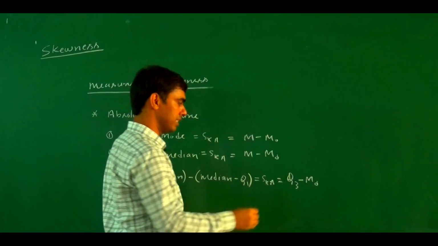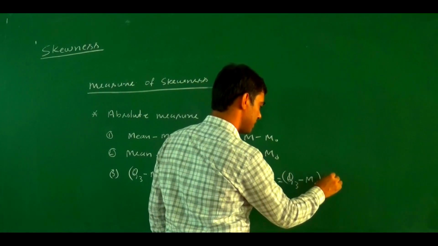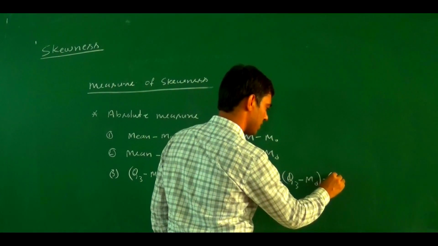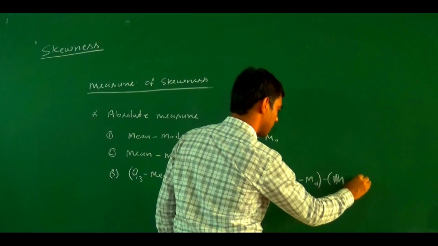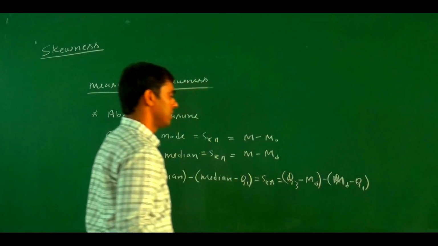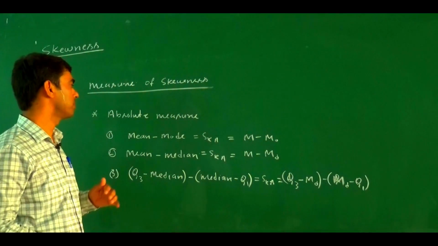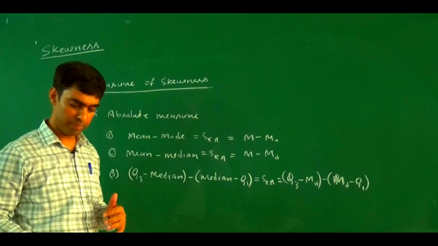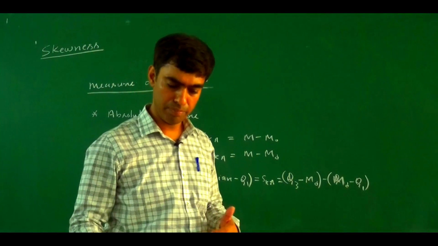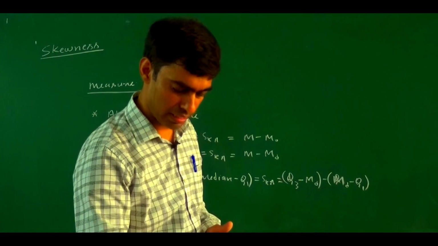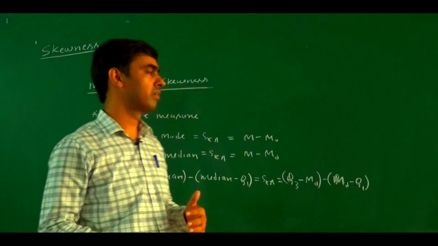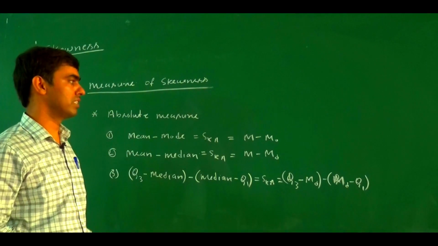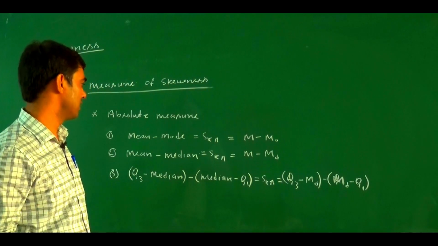MD is median, minus Q1: Q3 minus MD plus MD minus Q1. These are the absolute measures of skewness. But for the comparison of data, the comparison of two series, in the case of coefficient of dispersion in statistics, we do not use the absolute measure. We use the relative measure.